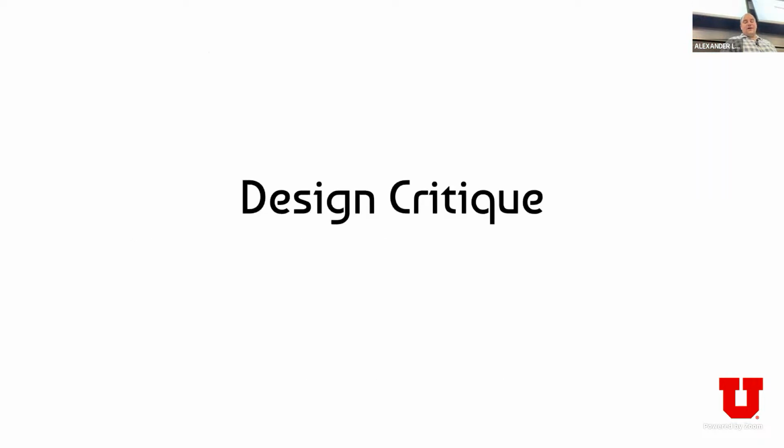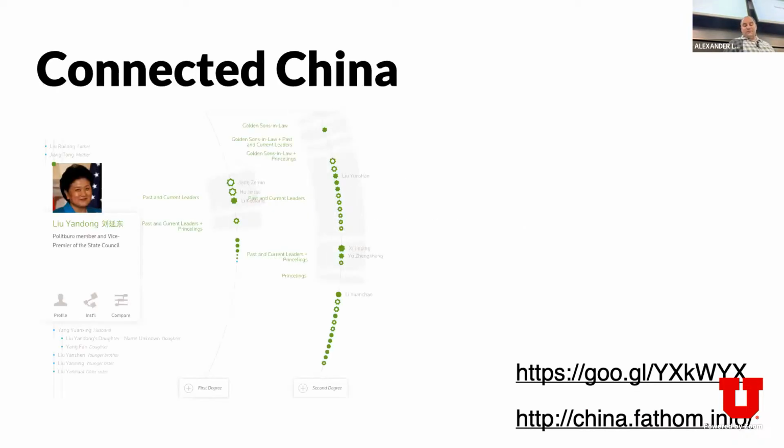And so now I want to do a design critique. And the design critique here is an interactive system. So while I hand this out and you have a computer out, it's useful if at least one of you in your group has a computer out. Go to china.fathom.info, and I'll pass the handout around. This is a network visualization, and we'll ask some questions about it later.